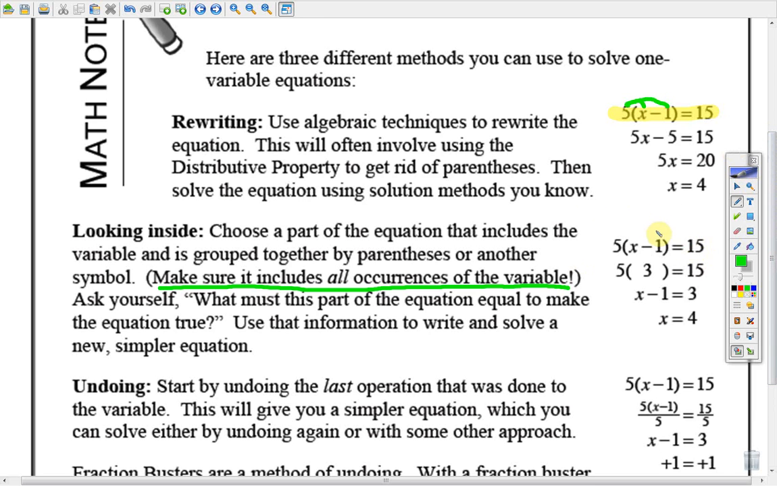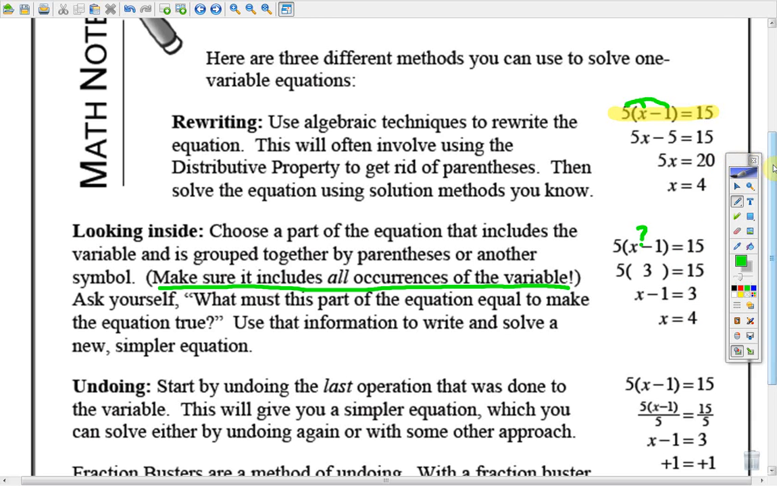So for instance, if we looked at this equation and we said, okay, 5 times something has to equal 15. Now you might just know from your multiplication tables or math facts that 5 times 3 equals 15. So that means that whatever's in this parentheses has to equal 3. So I could say x minus 1 equals 3. Add 1 to both sides and get x equals 4. And I've solved the equation.